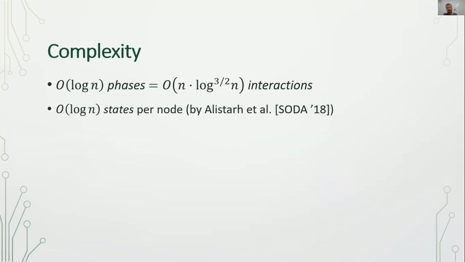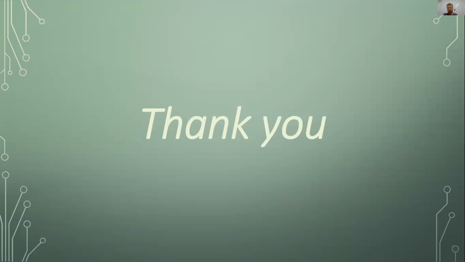So to conclude, we have an O of log n phases protocol, which means only O of n log to the 3/2 n interactions for the protocol. And also we have log n states per node by some tricks of Alistarh et al. Thank you very much. If there are any questions, I'd be happy to answer.